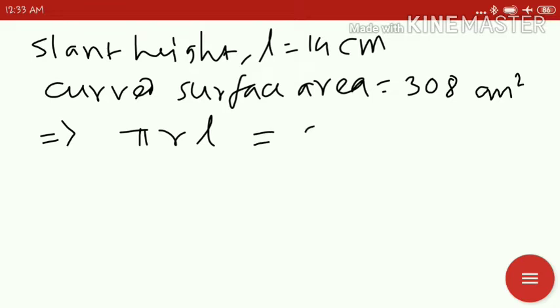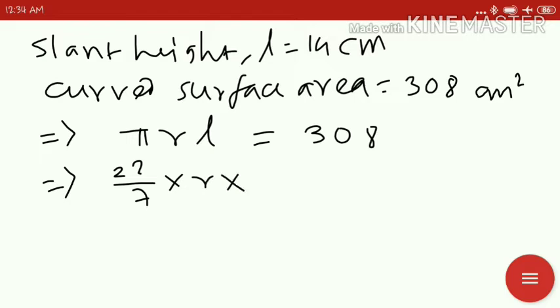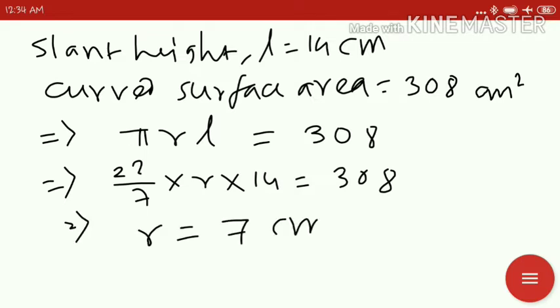From there you can easily find out the value of r. So if you put this value, pi means 22/7, r keep it as it is, times 14, equals 308. And now if you solve it, you will find out that r equals 7 centimeter. So now you reach the answer of the first part, that the radius of the right circular cone is 7 centimeter.